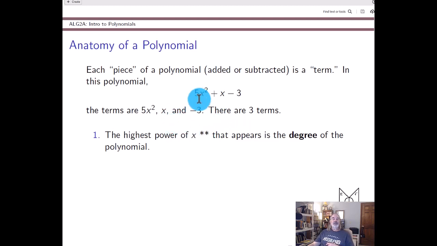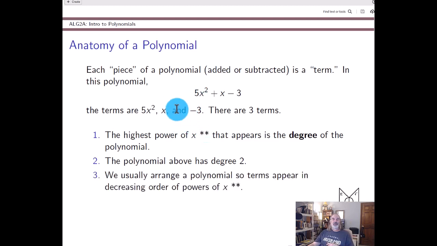Okay, so here's some terminology that goes with this. When you look into one of these and find the term that gives you the highest power of x that you'll find, that exponent, that power of x, is called the degree of the polynomial. So in this one, the winning term is the 5x squared, and so that means that the degree of this polynomial is 2, because that is the highest power of x that we see. The asterisks I'm saving for later, just as a reminder.